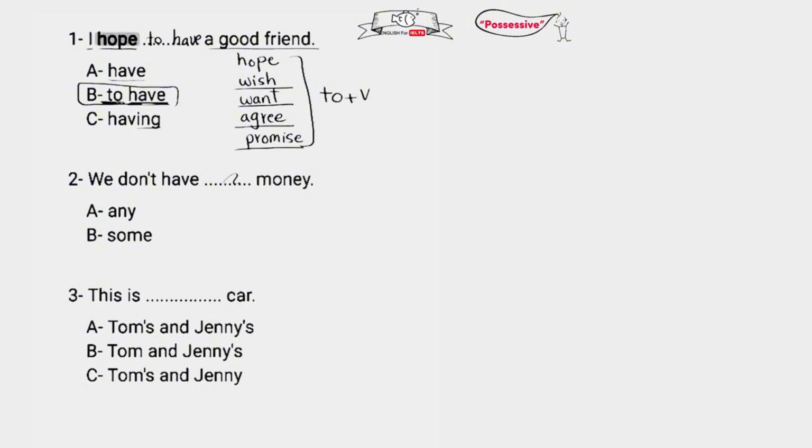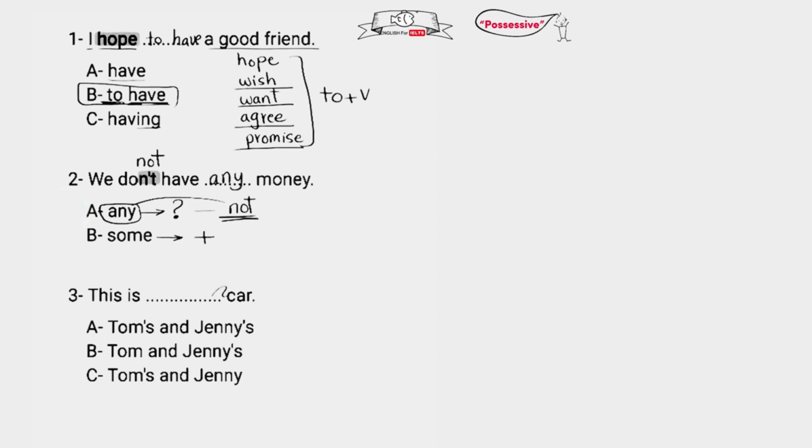We don't have blank money. Any, some. We only use any in the question or the negative sentence that has not in it. And we use some in the positive sentence. No question mark, no not. If you look here, don't. This, and apostrophe T, means not. So this sentence is negative. So we use any here. We don't have any money.